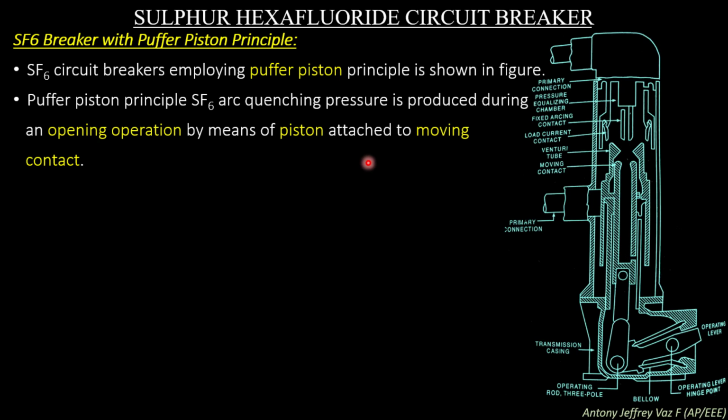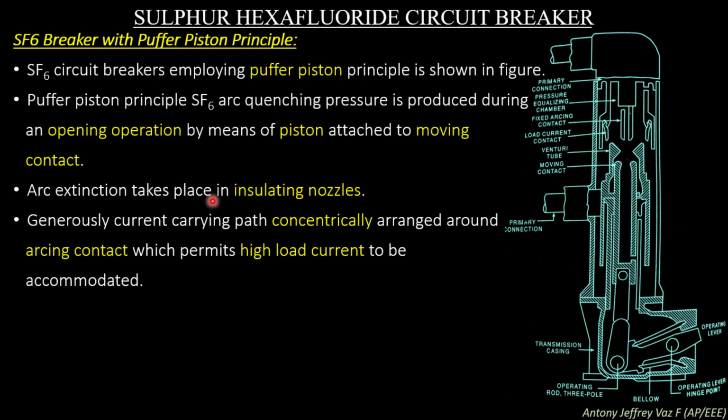Puffer piston principle. SF6 gas arc quenching pressure is produced during an opening operation by means of a piston attached to a moving contact. So the piston can be moved and the moving contact is attached with the piston. Arc extinction takes place in insulating nozzles. Gaseous current carrying path concentrically arranged around arcing contact permits high load current to be accommodated.